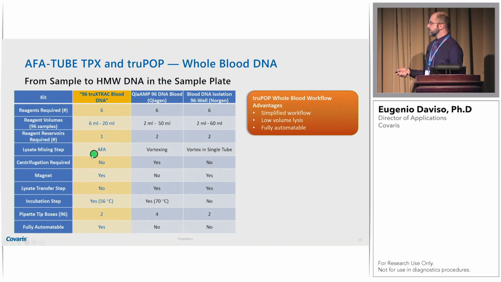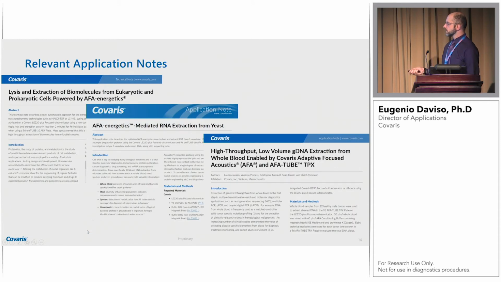The mixing step is done by AFA without having a vortexer or more pipettes inside the liquid handler. There is no centrifugation, and centrifugation is always the bottleneck for automation. Magnet and with an incubation step. So we have several technical notes that, if you are in the booth and are interested, please come and talk to me. I would love to hear more about your workflow and your needs.